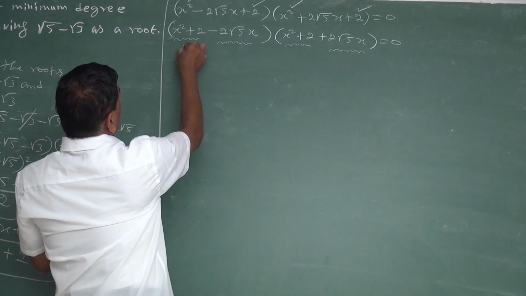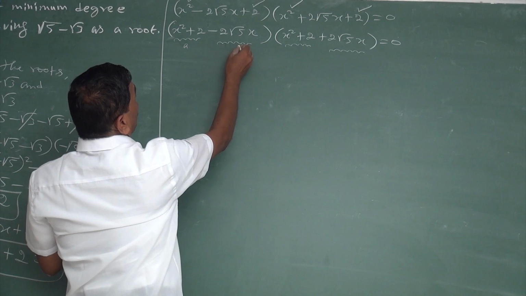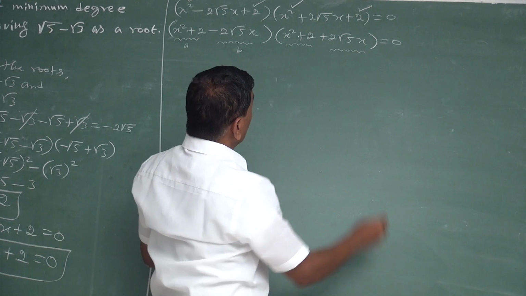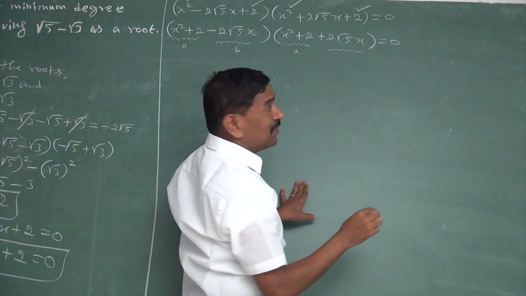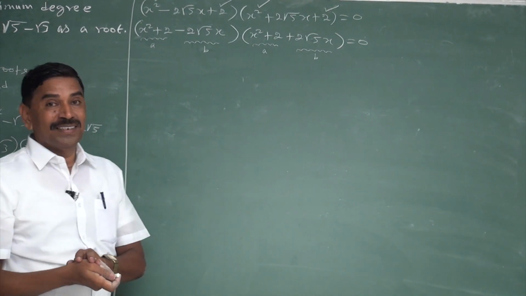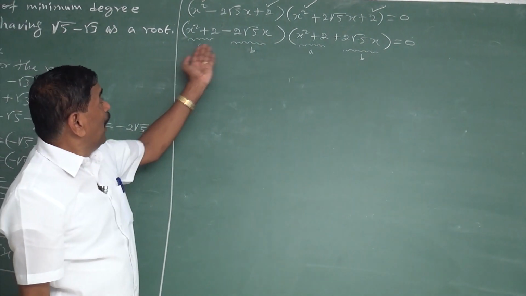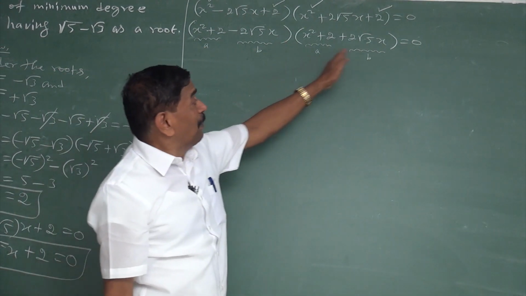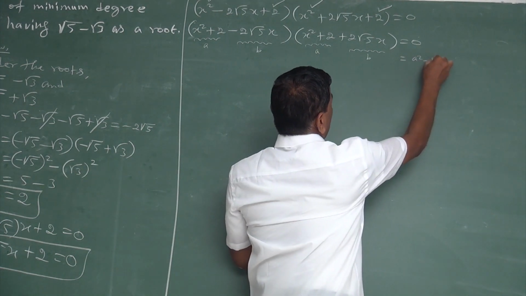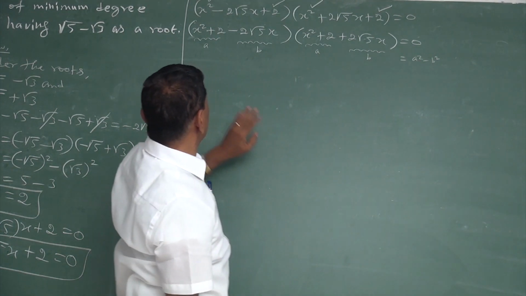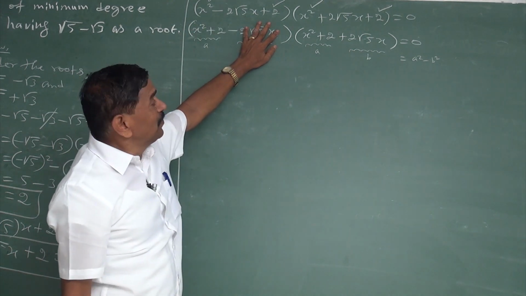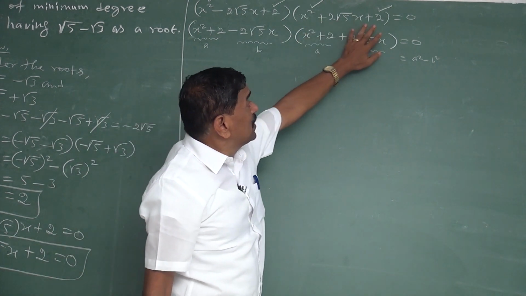Listen, x square plus 2 equal to a and 2 root 5x is equal to b. Next step, yourself. Anyone? Very good. So, a minus b into a plus b, which is equal to? Very good. A square minus b square. So, that is the technique. Where a equal to x square plus 2 and b is equal to 2 root 5x.